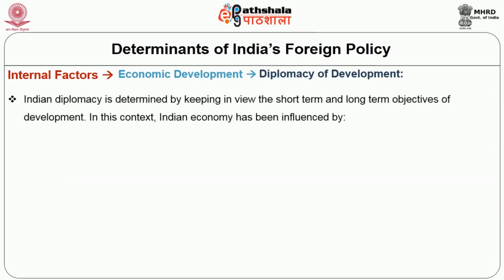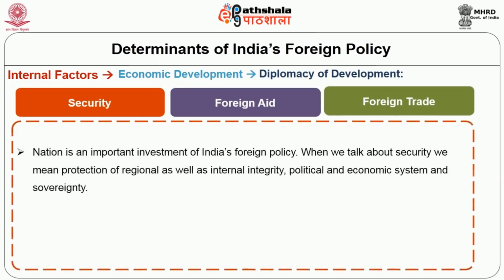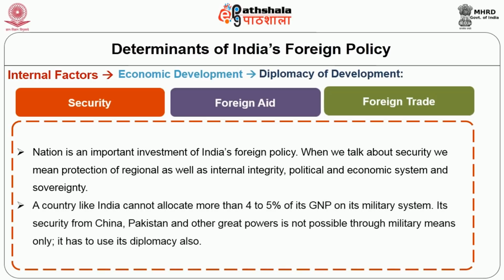Diplomacy of development. Indian diplomacy is determined by keeping in view the short-term and long-term objectives of development. In this context, the Indian economy has been influenced by security, foreign aid, and foreign trade. Security of the nation is an important investment of India's foreign policy. When we talk about security, we mean protection of regional as well as internal integrity, political and economic system, and sovereignty. A country like India cannot allocate more than 4 to 5% of its GNP on its military system. Hence, its security from China, Pakistan and other great powers is not possible through military means only. It has to use its diplomacy also.